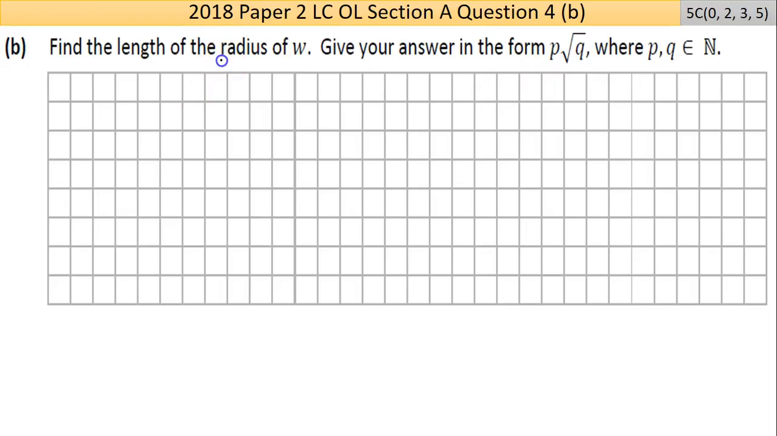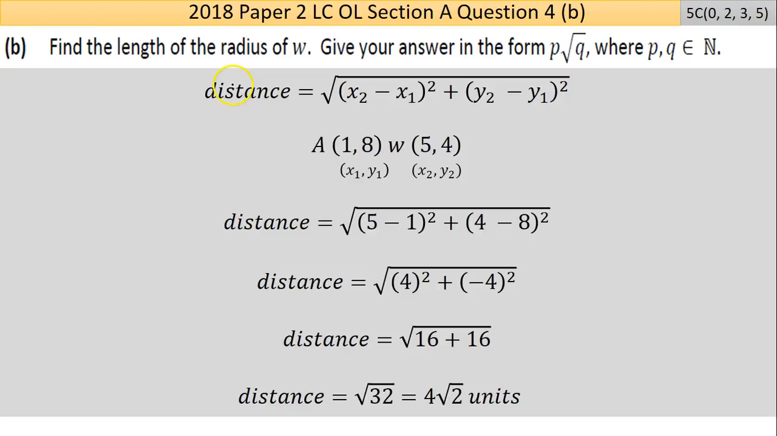Now we're asked to find the radius, okay? So we could find the diameter and then halve it. Or we could use the center we found in part A and calculate the distance between either point and that center point. I think that's the way I've decided to go.